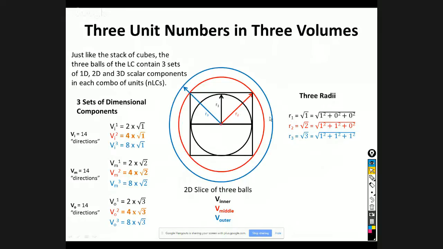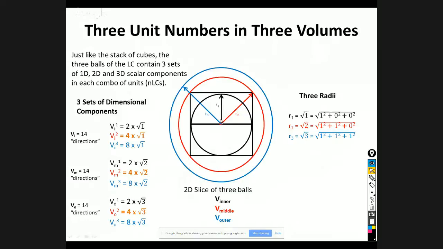The normal one, which we'll define as the square root of 1, comes from the 3-dimensional Pythagorean theorem, where the square root of the sums of the 3 squares involved in the 3 dimensions becomes a unit. So when we're in 1 dimension, one of the 3 terms is populated. Then in 2 dimensions, 2 of those terms are populated under the radical, and in 3 dimensions, all 3, which gives us these 3 radiuses that are actually in the LC.